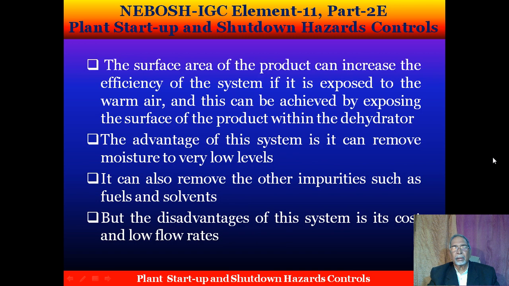The surface area of the product can increase the efficiency of the system if it's exposed to the warm air. And this can be achieved by exposing the surface of the product within the dehydrator. The advantage of this system is it can remove moisture to very low levels. It can also remove other impurities such as fuels and solvents. But the disadvantage of this system is its cost and low flow rates.